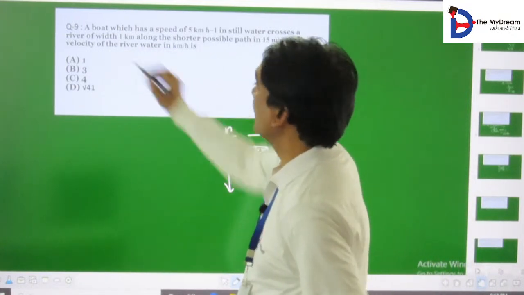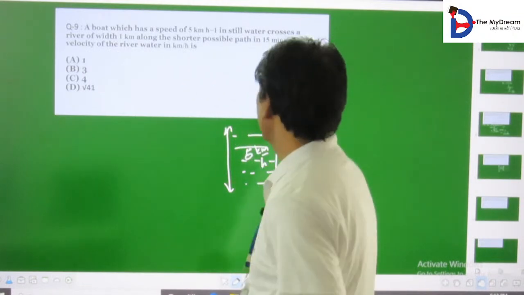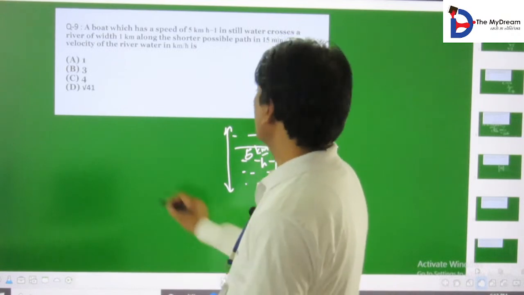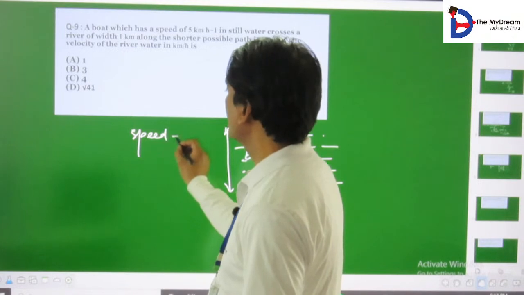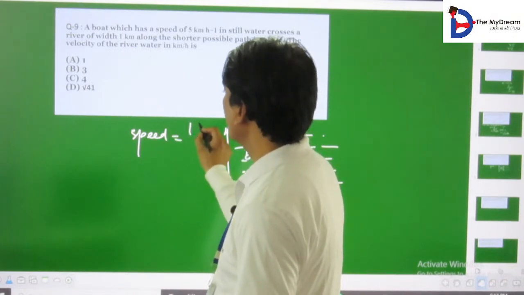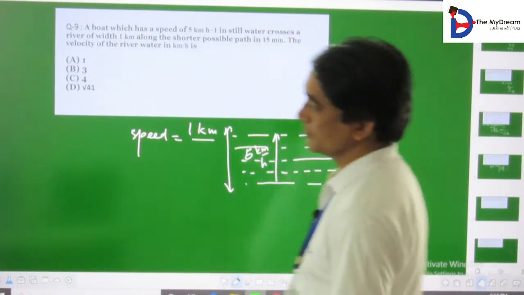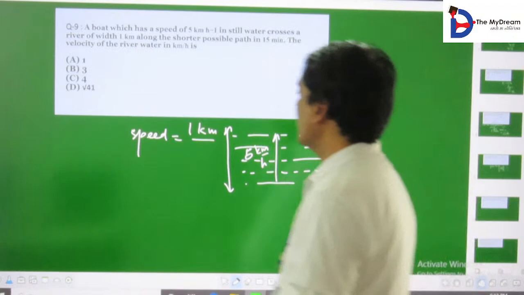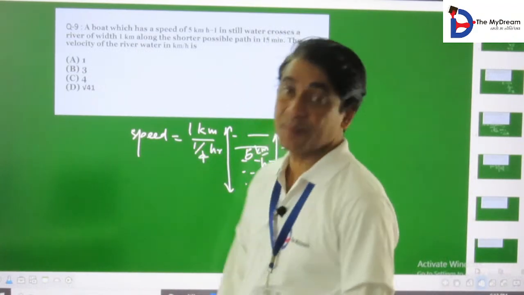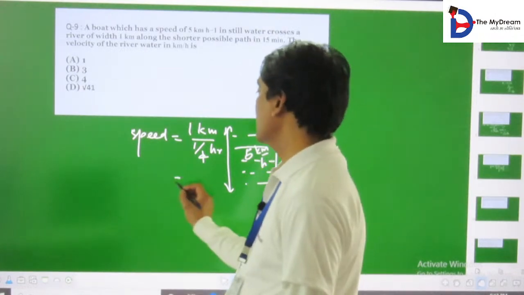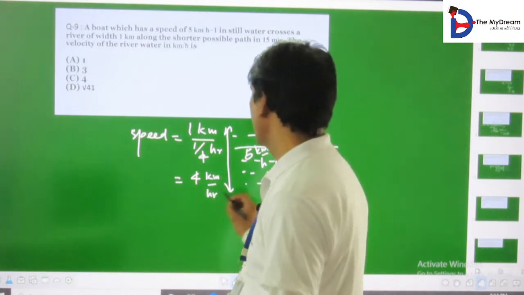Crosses a river of width कितनी दी है, along the shortest possible path. ठीक है, so speed is equals to कितना है, 1 किलोमीटर. This is given in minutes, 1/4 of an hour, that is 15 minutes. So the speed is of 4 kilometers. That is this.